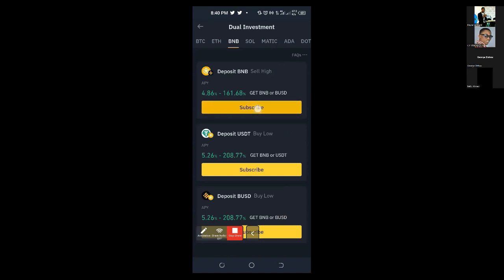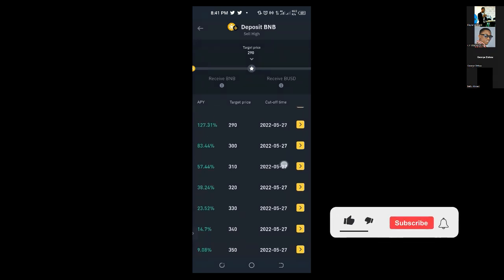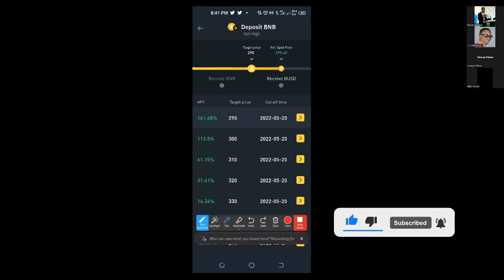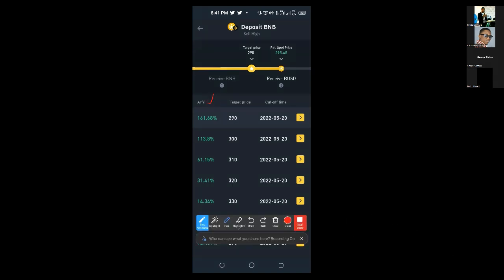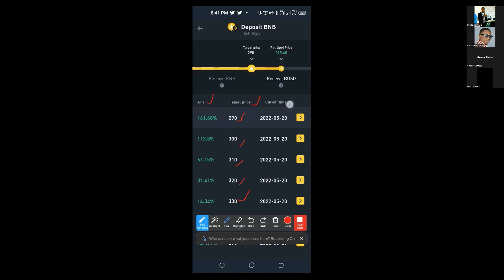It means that I already have some BNB on my account. When I click on subscribe, these are the different dates that you have here. On each date, we have the APY, the percentage you are expected to earn, and then the target price, the price at which you would choose to sell. You can sell at 290, 300, 310, 320. You can choose whatever you want to sell at. And then we have the cutoff time. The cutoff time becomes the delivery date. So this is delivering on the 20th of May.